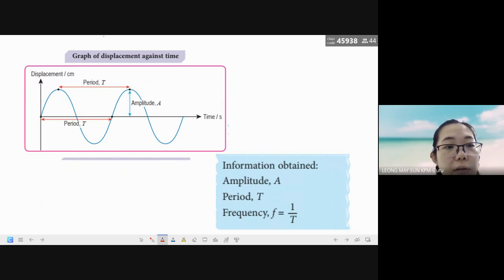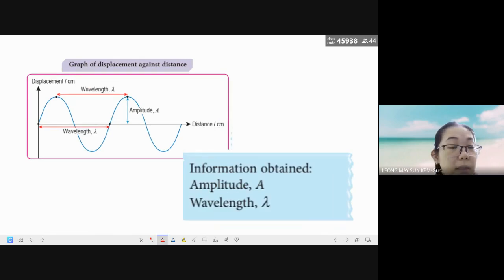Okay, first thing first is a graph of displacements against time. The most important thing, because there's two kinds of graph. This picture is taken from the textbook. There's two types of graph for wave. One is a displacement time, and the other graph is a displacement distance graph. So what is the difference? The difference come on the x-axis.